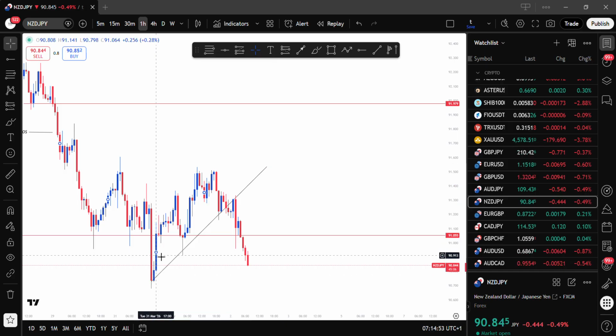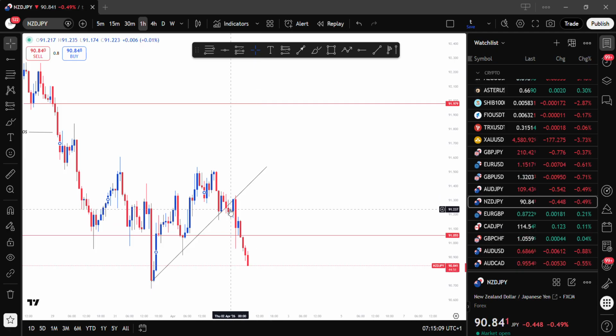It bounced here the first time. See the first touch, second touch, and now this is the third one. Then it bounced out of this one. See how it broke out of this. Then it tested this trend line. That's exactly what I'm waiting for to happen on XAU USD.